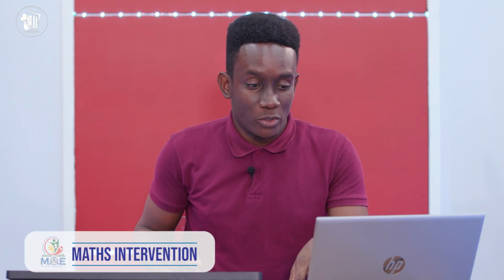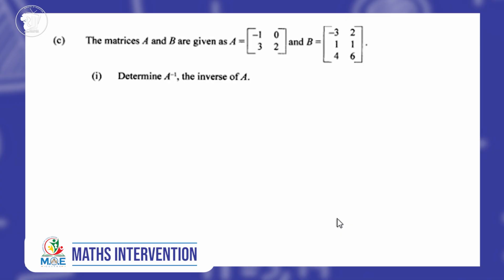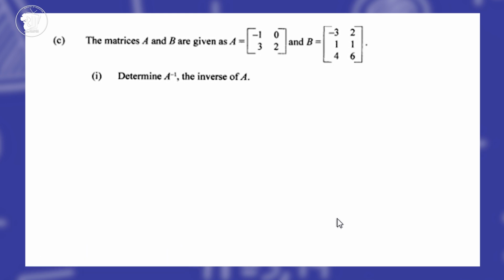In this video we'll be looking at matrices, some matrices questions. So let's head straight into the questions. This question says, the matrices A and B are given as: matrix A is negative 1, 0, 3, 2, and matrix B is negative 3, 2, 1, 1, 4, 6. Determine A inverse, the inverse of A. So we want to find the inverse of A.